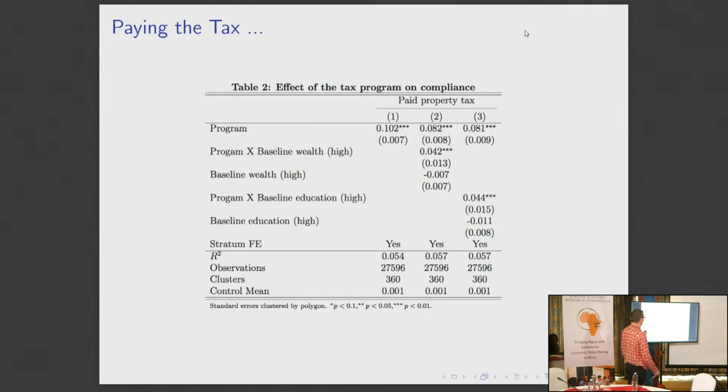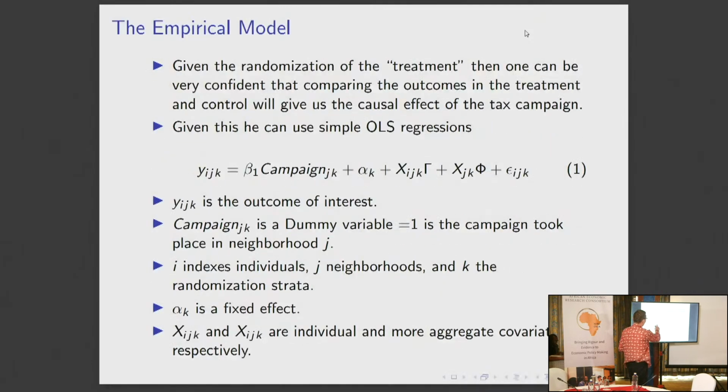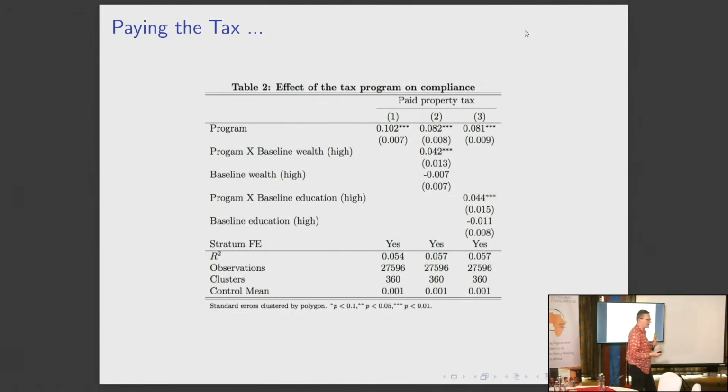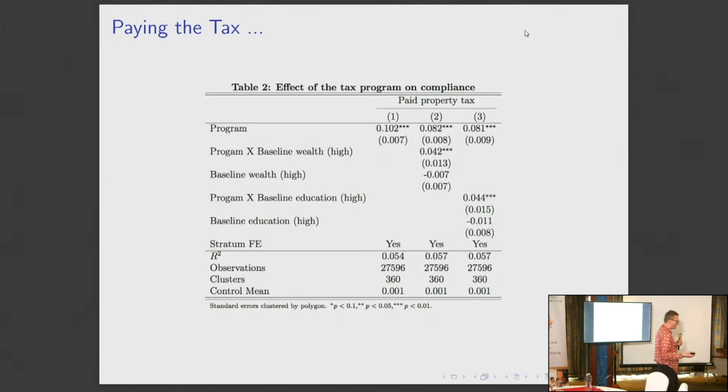Let's look at the characteristics of people who pay. Okay, so this is just to say, this is the program, so program here means campaign. That has a significant effect on the probability of you paying. Okay, so 10% doesn't sound like too much.